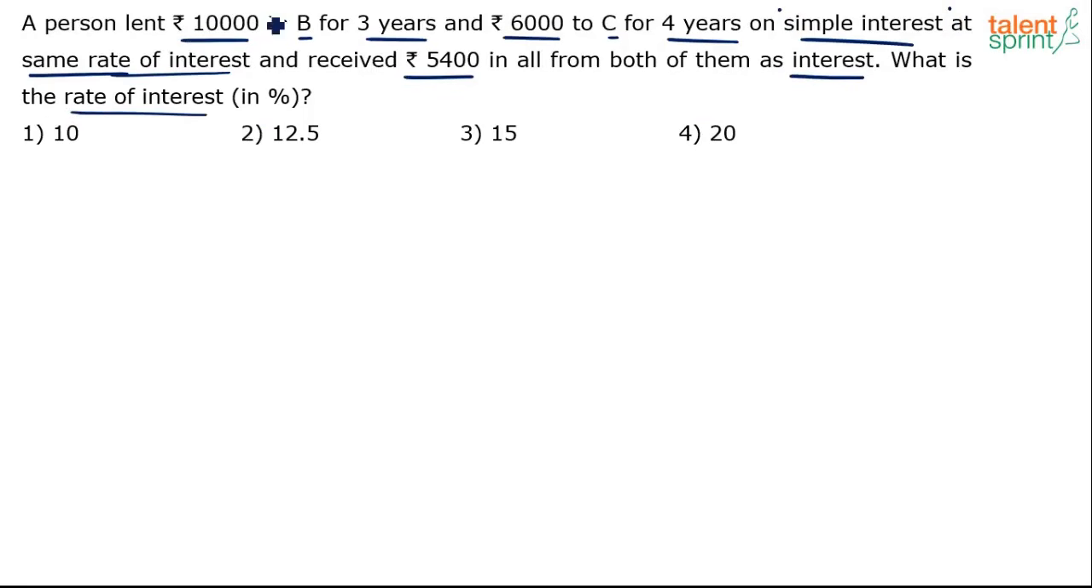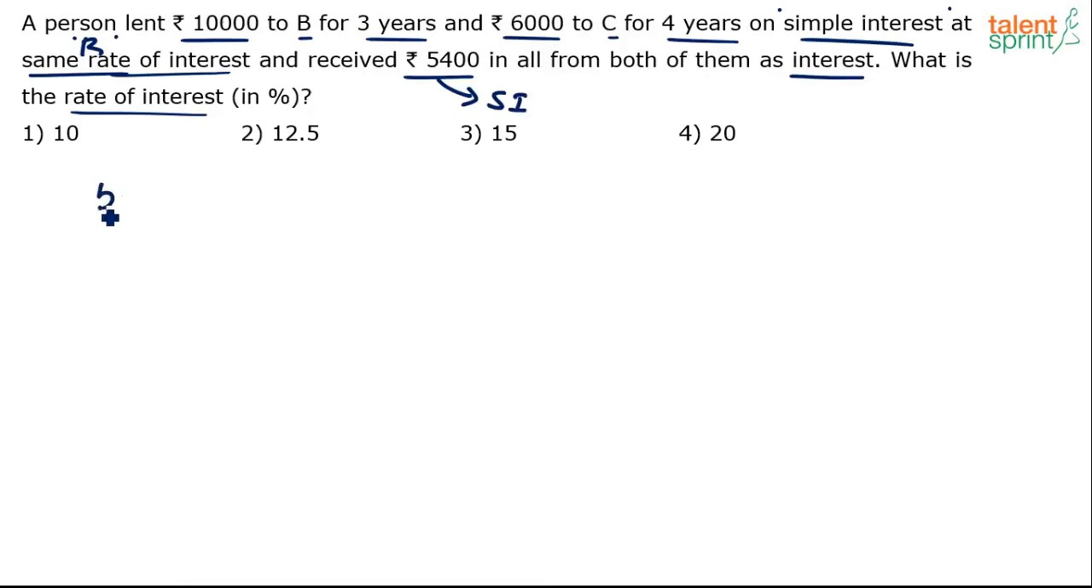What does it say? A person lent 10,000 to B for 3 years. So you know the principal and you know the time period. Again, 6,000 to C for 4 years. You know the principal and you know the time period on simple interest at the same rate of interest. Let's assume the rate of interest is R. And received what? 5,400 in all from both of them as interest. So total amount that he has received as interest is 5,400. SI1 plus SI2 total is 5,400. What is the rate of interest is the question.